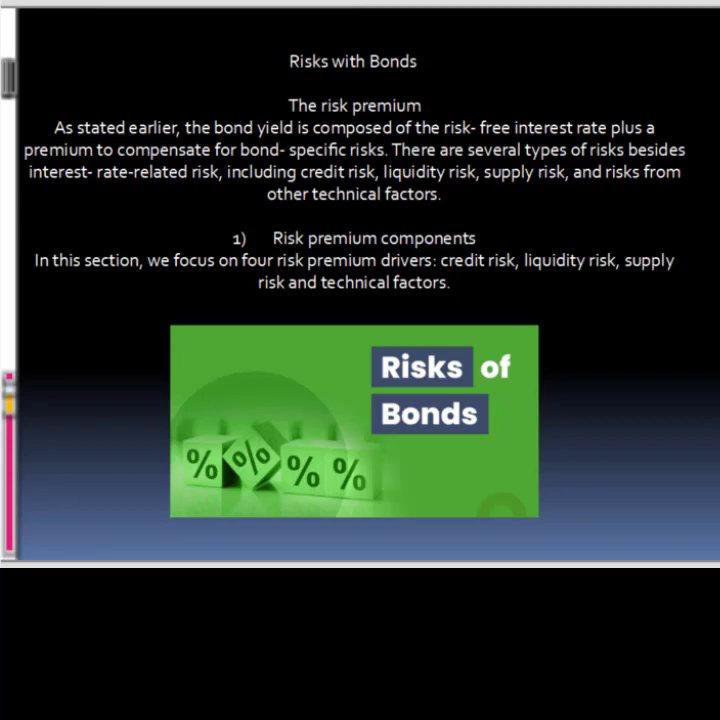The risk premium, as stated earlier, is that the bond yield is composed of the risk-free interest rate plus a premium to compensate for bond-specific risks. There are several types of risks besides interest rate-related risk, including credit risk, liquidity risk, supply risk, and risks from technical factors. So, risk premium components. In this section we focus on risk premium drivers: credit risk, liquidity risk, supply risk, and other factors.